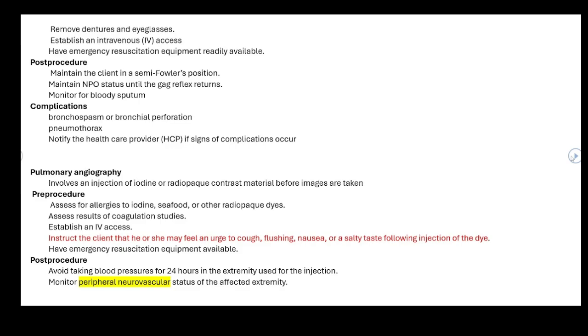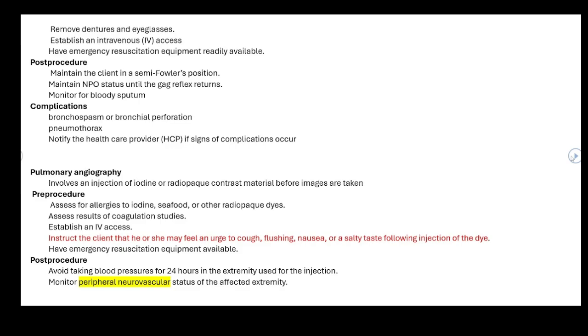What are some of the complications? One of the complications which I already mentioned is called bronchospasm. Then we also have bronchial perforation, which will cause injury to the bronchioles. We can even get pneumothorax, and that is a more complicated one. We want to always notify the healthcare provider if signs of complications occur. And yeah, those are the things that you need to know.